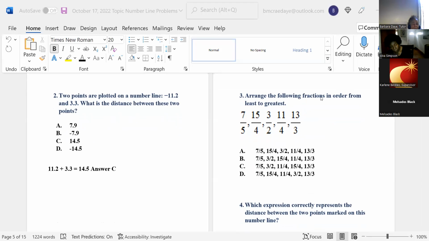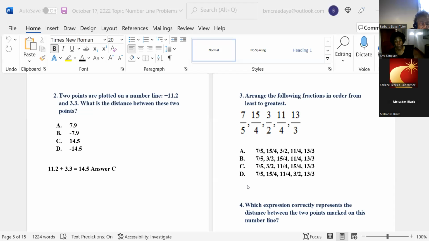Yes, miss. Arrange the following fractions in order from least to greatest, lowest to highest. There's more than one way you could do this. You could convert them to decimals and then compare them. So what you want to do is just divide each one of these, numerator over denominator, and then compare them. I want you to do that and then put these in order from smallest to largest.